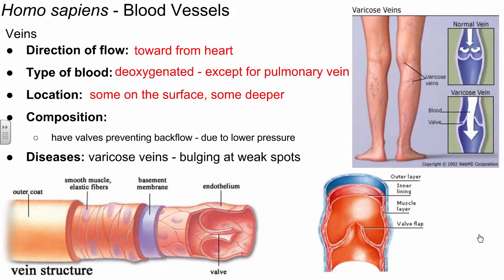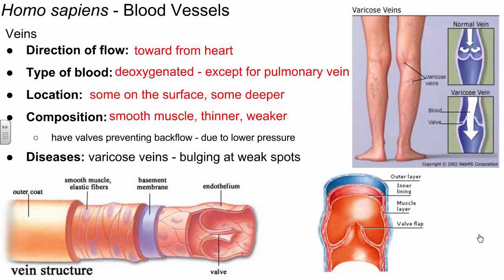And veins are not as thick-walled. They're thinner. They're also made of smooth muscle tissue. But inside of them, they also have valves, which are important. You can see in this diagram these sort of one-way valves that are in the veins.